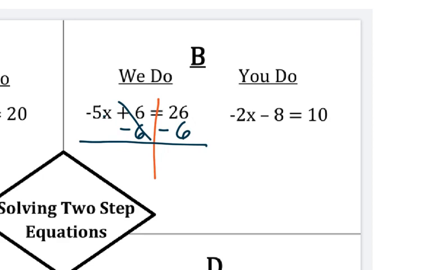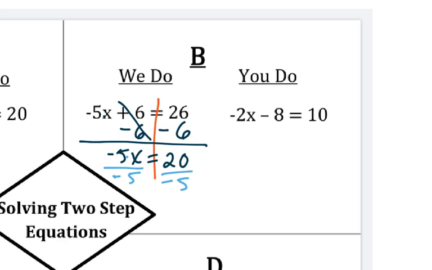So now on the left side, I have a negative 5x equals. On the right side, I have 20. 26 minus 6 equals 20. So just as we did on that first sheet, we now have a one-step equation. This says negative 5 times x equals 20. To undo this multiplication, we need to divide by the exact number that was attached to the x. So I'm going to divide the left by negative 5, and I'm going to divide the right by negative 5.